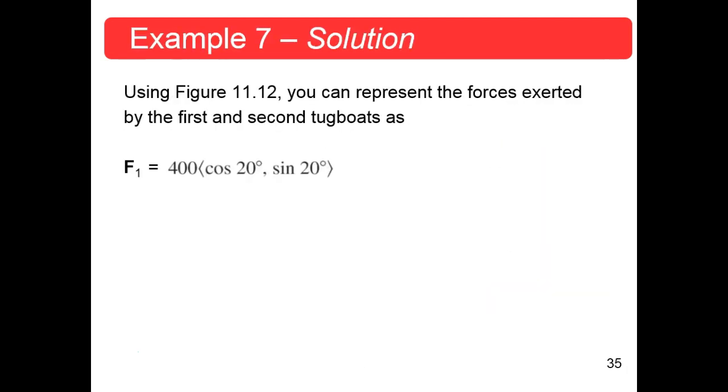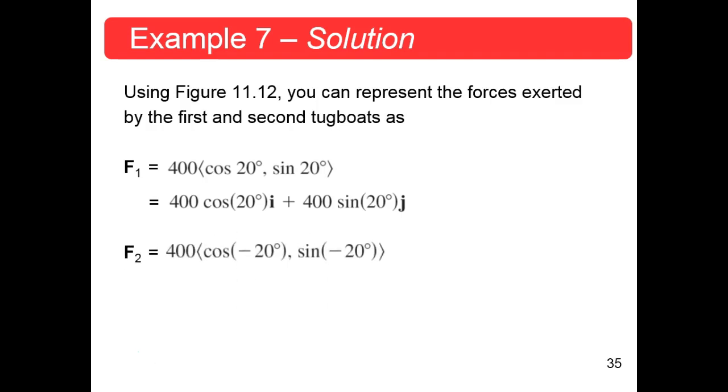Oh, here they have it. Using figure 11.12, you can represent the forces exerted by the first and second tugs. The force of the first tug is 400 times cosine 20, comma, sine 20, vector. Okay? That's what we did: magnitude times the unit vector. That would be 400 cosine 20 i plus 400 sine 20 j. And F2 would be 400 cosine negative 20, comma, sine negative 20.